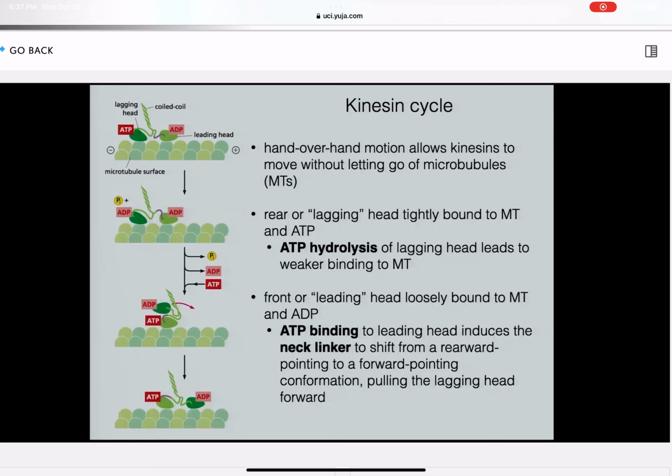Yes, it's a much weaker interaction. It can pop off much quicker. And so when the front head binds to ATP and you get that conformational change, you're essentially ripping it off because it was a super weak interaction. You're unbound. And then when you flip over to the front, you have a weak interaction on the front.